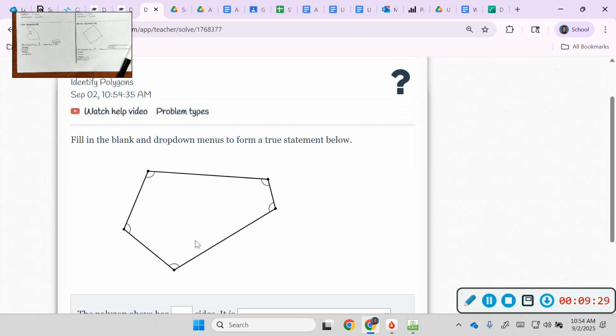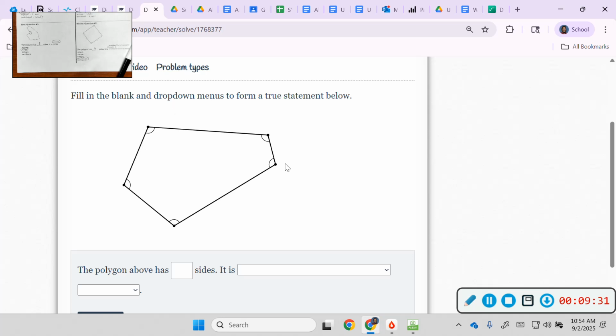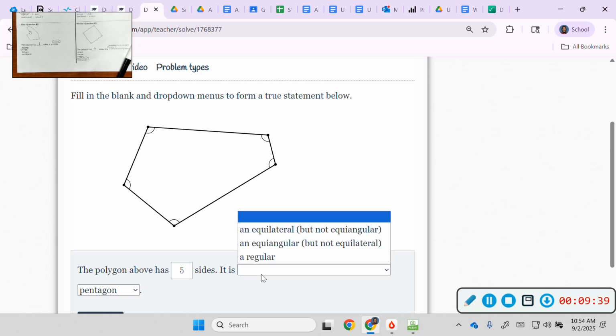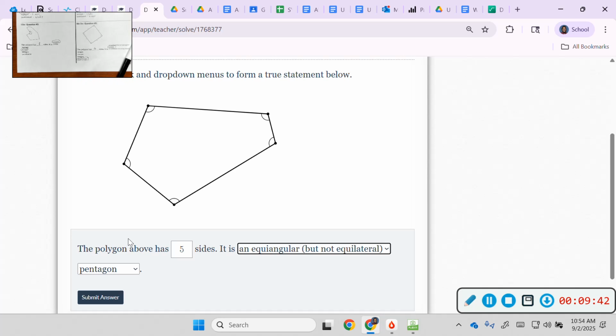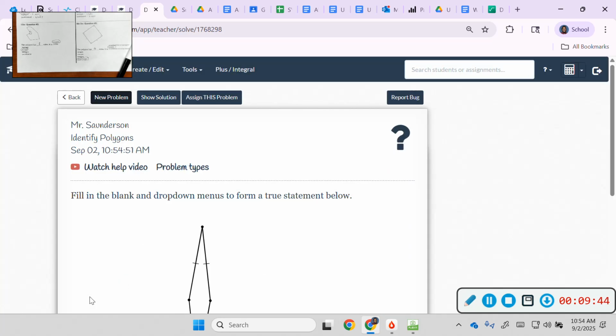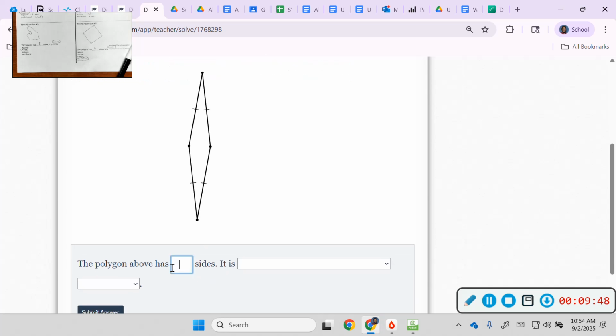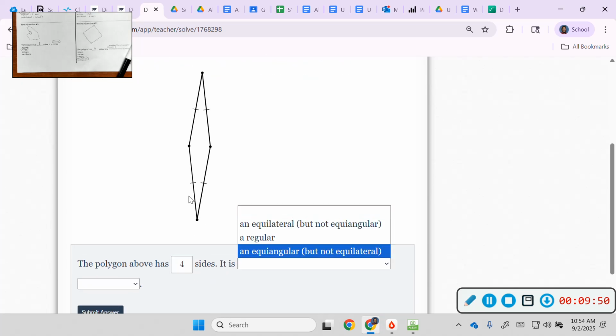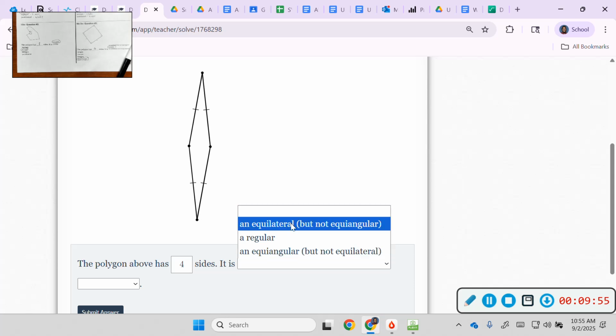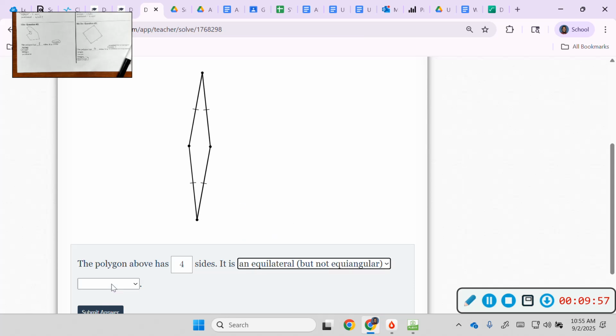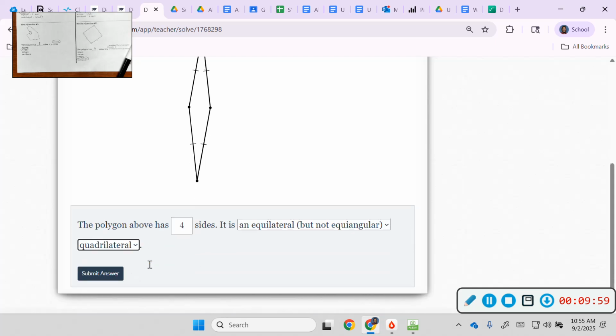All right. So here we have a 1, 2, 3, 4, 5-sided figure. A 5-sided figure is a pentagon. And then here they have the same angles but not the same sides. So it's equiangular, not equilateral. Here we have our 4-sided figure. They have the same sides but different angles, because there's no representation that the angles are the same. So they're equilateral, not equiangular. And that's a quadrilateral. It's a rhombus technically.